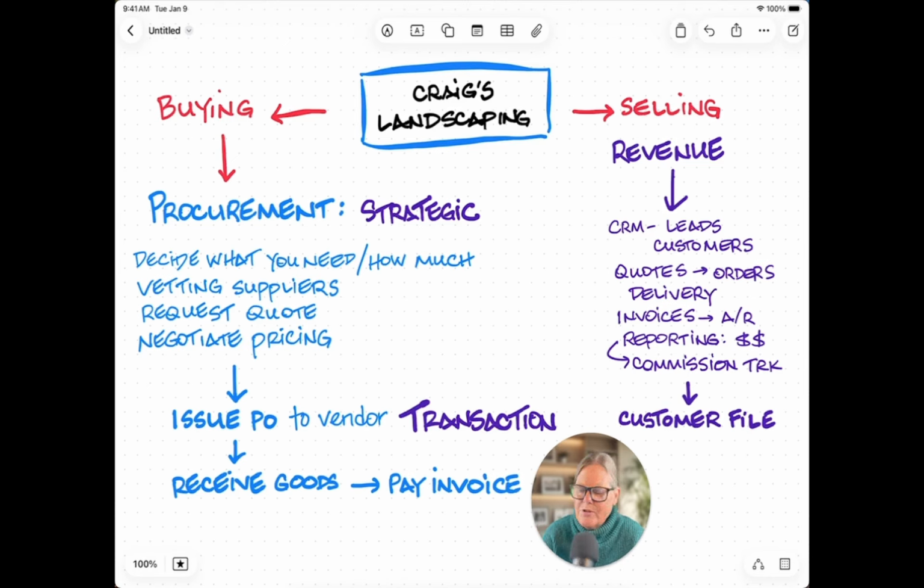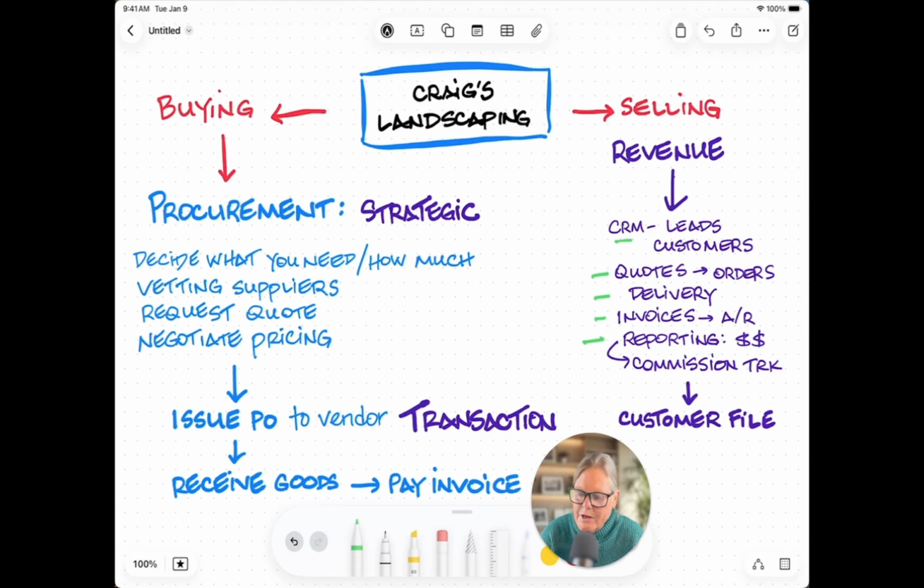And in some of those aspects, you're going to look for what they call CRM, which is the customer relationship management side. Basically, you're keeping track of all your leads and your customers. And then you also want to be able to issue quotes and turn them into orders. You want to make sure you can deliver on the promises to your customer. You also want to be able to create invoices and keep track of things for accounts receivable.